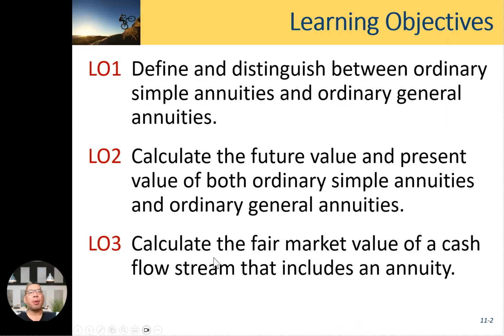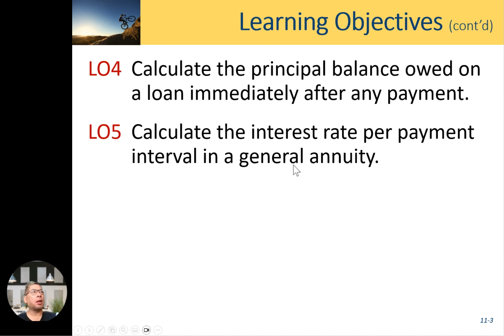There are about five learning objectives for this particular chapter. The first one is to distinguish between an ordinary simple annuity and an ordinary general annuity. Number two, calculate the future value and present value for both, and then calculate their fair market value for cash flow, including annuity, and calculate the principal balance owed on the loan, and then calculate the rate for payment intervals for general annuity.